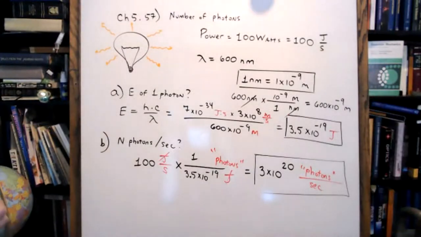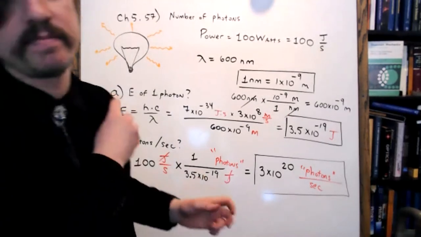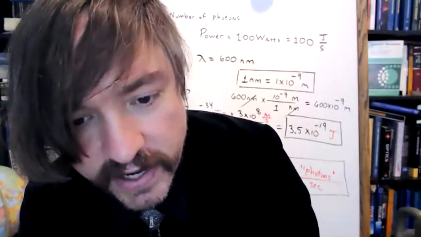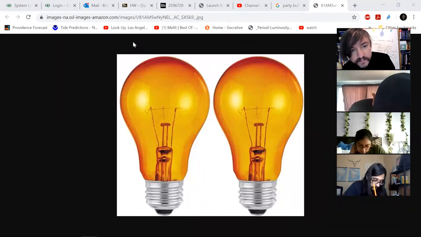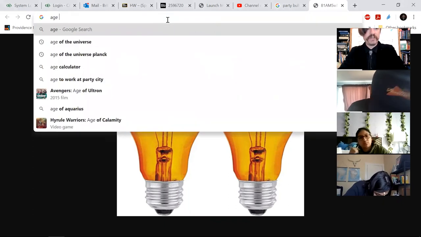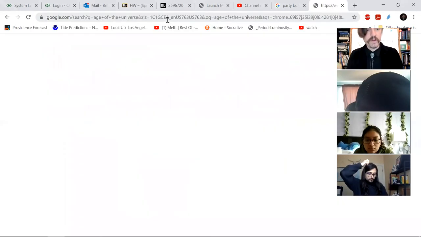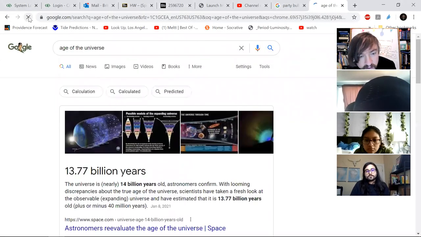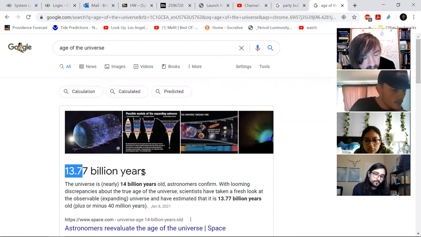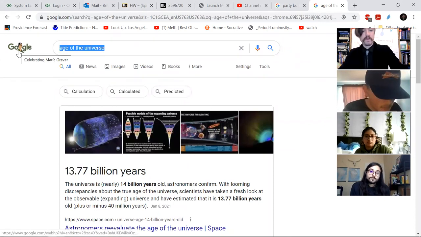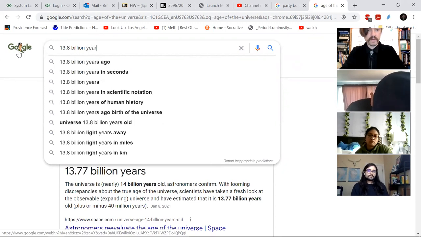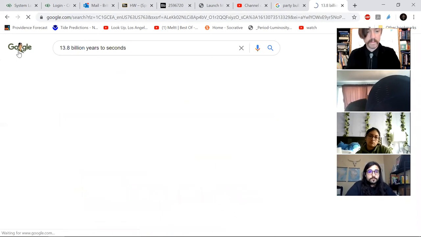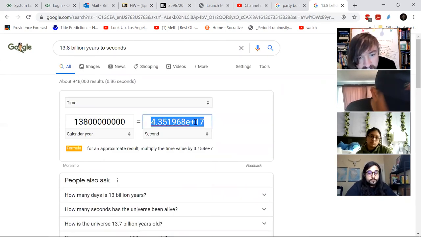Now, I don't know if you guys appreciate what a number like 3 times 10 to the 20th photons per second means. But as a way of demonstrating just how preposterously big that number is, let's start by typing in the age of the universe. We actually have a pretty good sense of how old the universe is by studying light from the Big Bang. It's about 13.8 billion years old. Suppose I were to convert 13.8 billion years to seconds. That would be 4 times 10 to the 17 seconds.